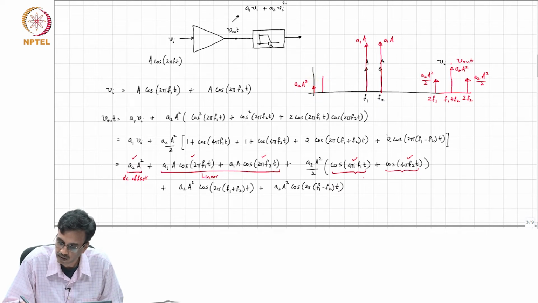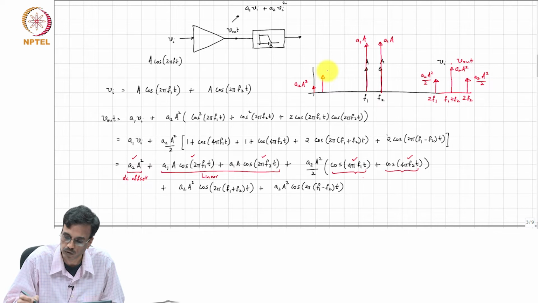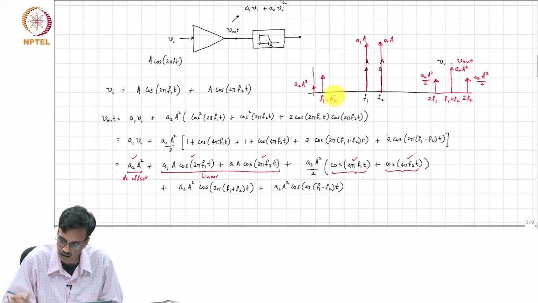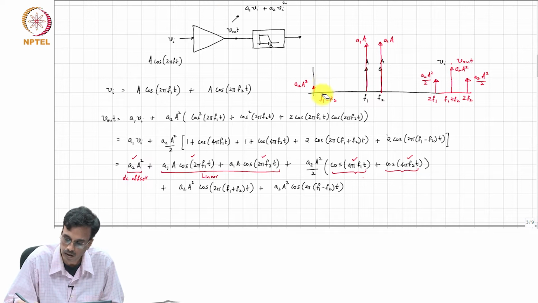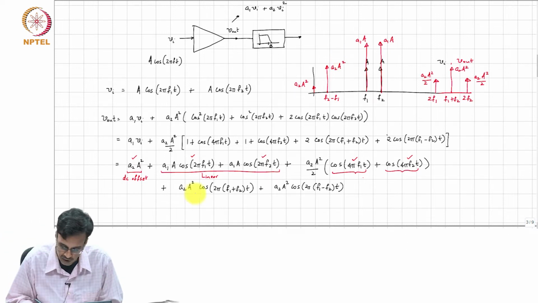So f1 minus f2 is going to be f2 minus f1, and this must be A2 A square, and this is A2 A square, right. So, what do these represent actually?